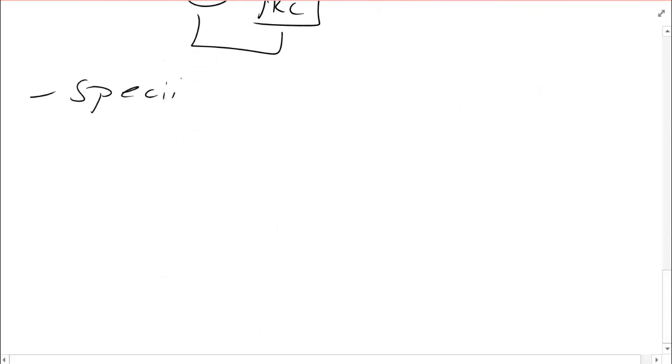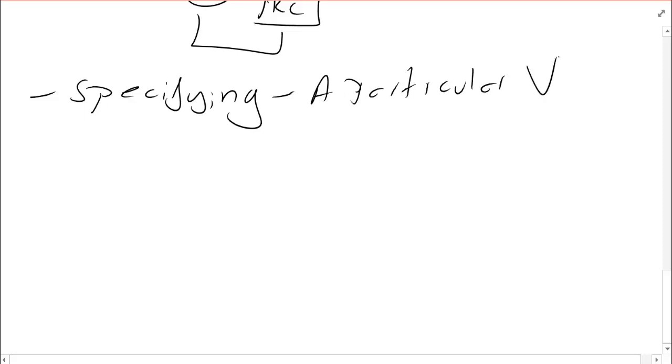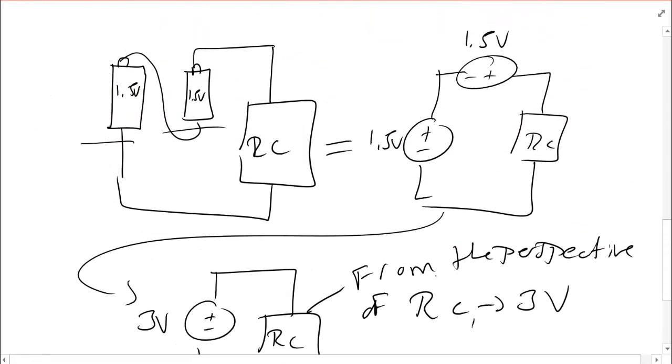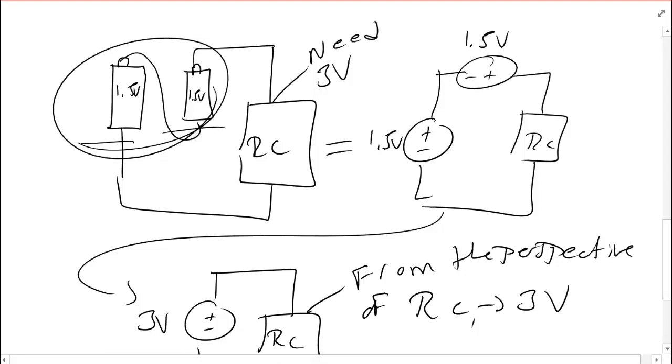When I'm specifying the circuit, I might specify a particular voltage and then try to build it using series voltages. Let's go back to this example. The person manufacturing the remote control might say we need 3 volts. I would be the circuit designer and say, well, I can't get a 3-volt battery, but I can get 2 1.5-volt batteries, so I can build up an equivalent voltage source using readily available components.